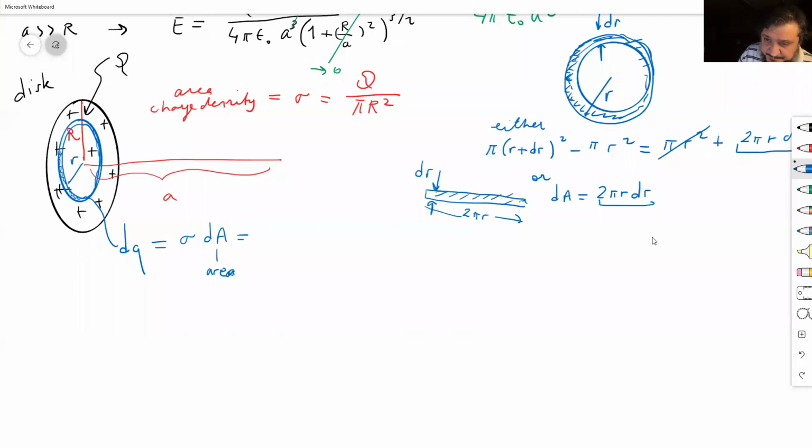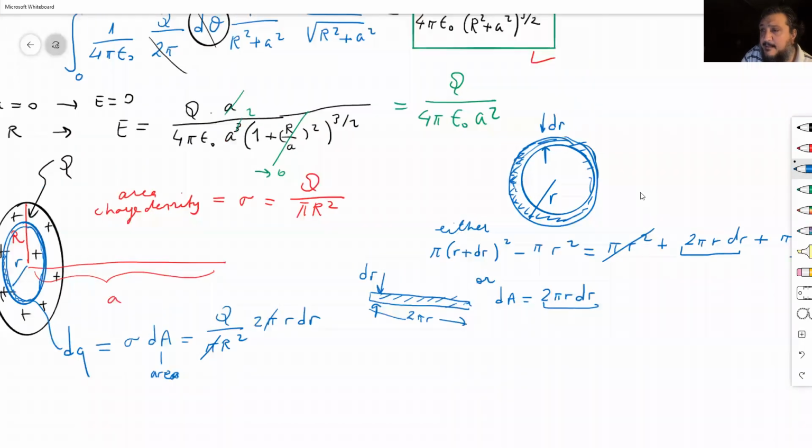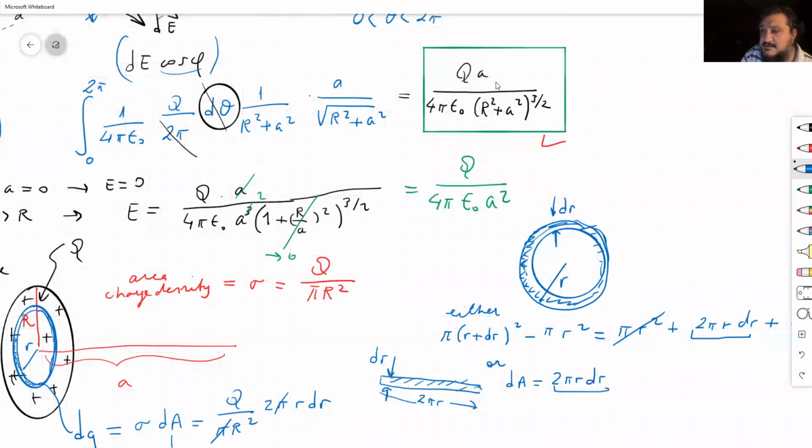So you just plug it in here then. dq will be sigma, which is Q over pi R squared, times dA, that is 2 pi r dr. Get rid of pi's if you like. So that's your dq. Now take that dq and plug it in the formula for dE. Let's remember what we did before. Replace the charge here with what we found. Everything else is the same except for capital R will be small r.